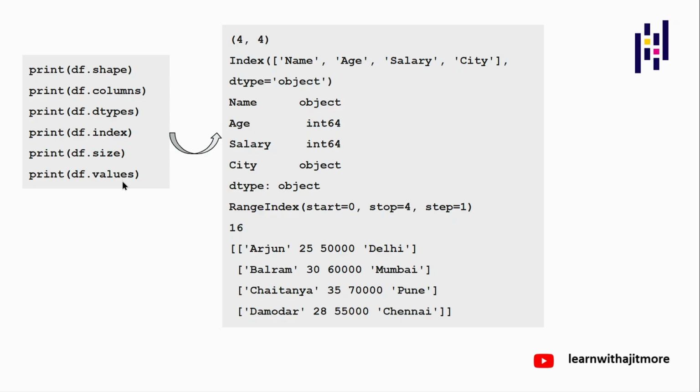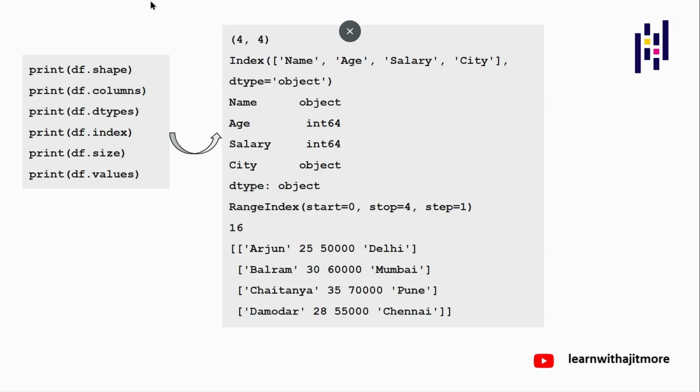And df.values, is it returning array of arrays? For us, it is a data frame, but ultimately everything in the data frame is stored in the background in a NumPy array. Therefore, remember, pandas is depending on NumPy. Means pandas will internally depend on NumPy arrays only. Okay?